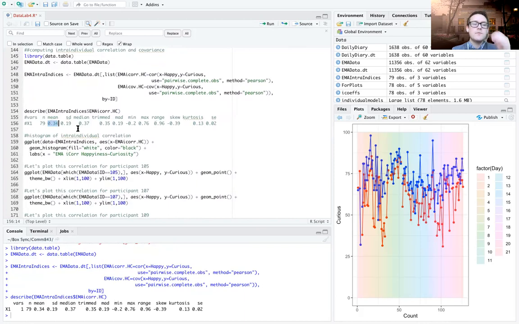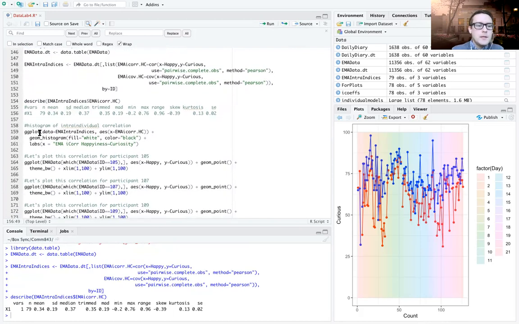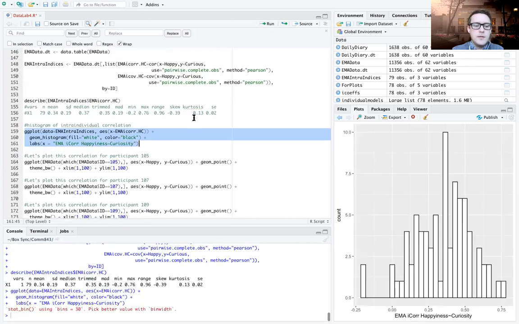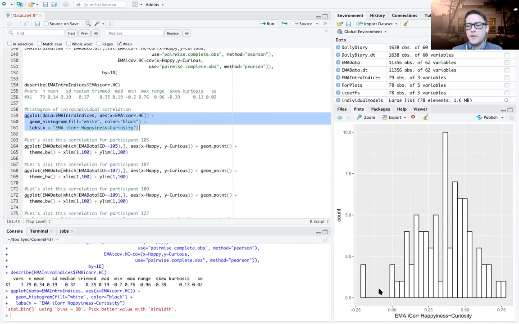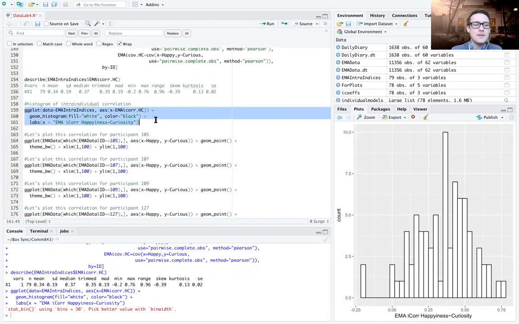Okay, so the mean intra-individual correlation is 0.34. The minimum is minus 0.2. The maximum is 0.76. And again, this is a correlation, so you're bounded by -1 and +1. All right, so we can do a histogram to kind of get a better sense of how this variable, this intra-individual correlation between happiness, that's not how you spell happiness, is distributed across the participants in the sample.